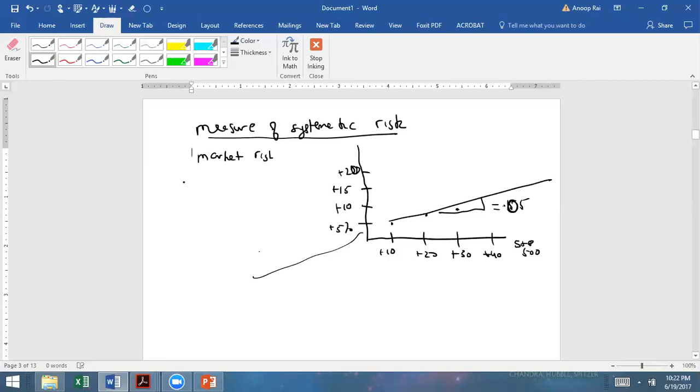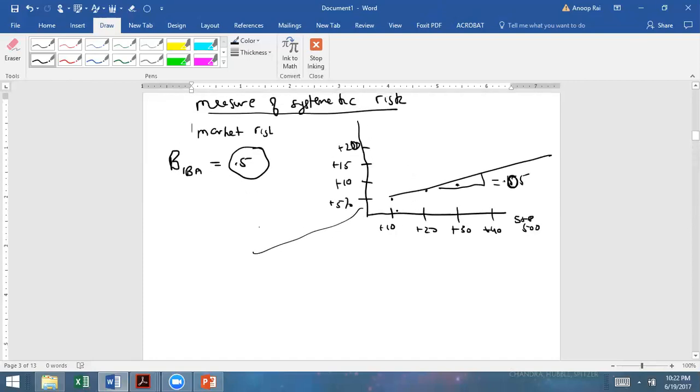So then what we say is the beta of IBM is 0.5, because it seems to be half as volatile as the market. When the market goes up 10, it goes up 5. When the market goes up 20, it goes up 10, 30, 15.